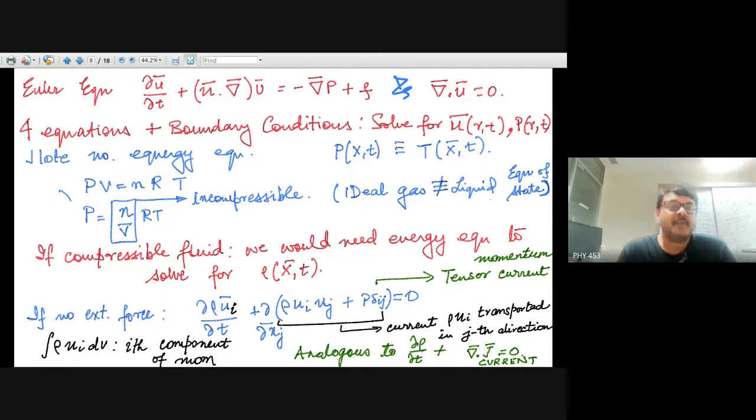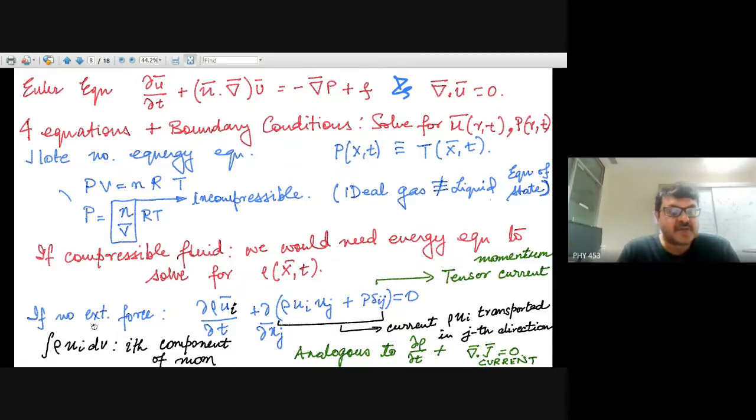But on the other hand, if you had a compressible fluid, you would need the energy equation because then you would need to solve rho as a function of x and t, which you don't need to solve now, right? So when we are looking at compressible flows later, there will be a whole one or two weeks on it. Then we will need the energy equation, but not right now.